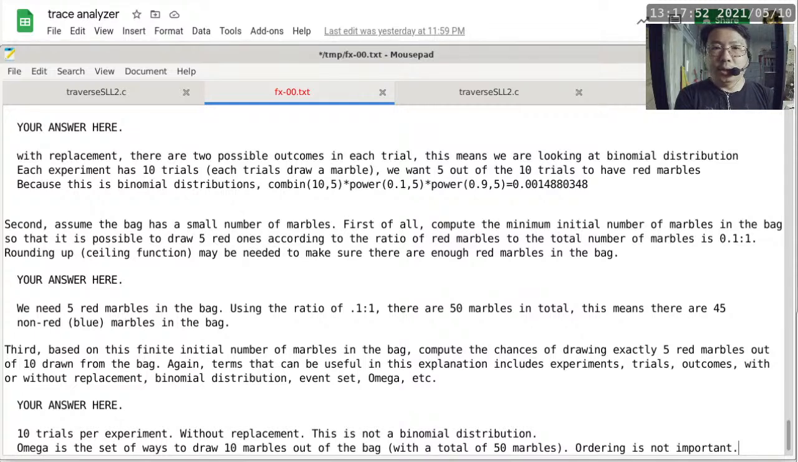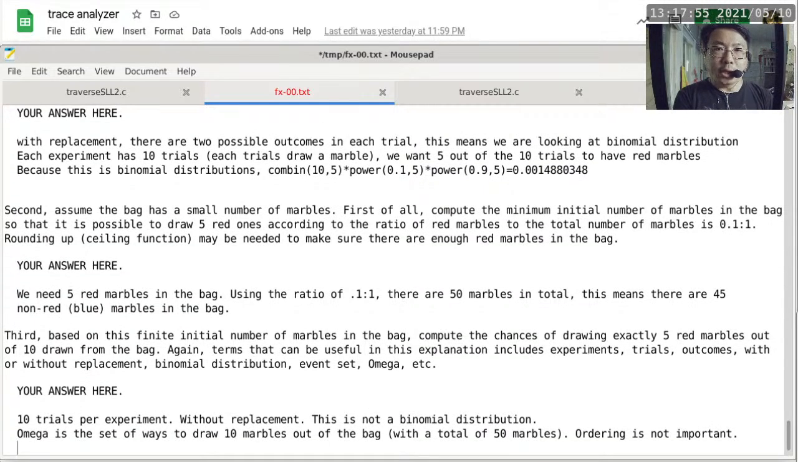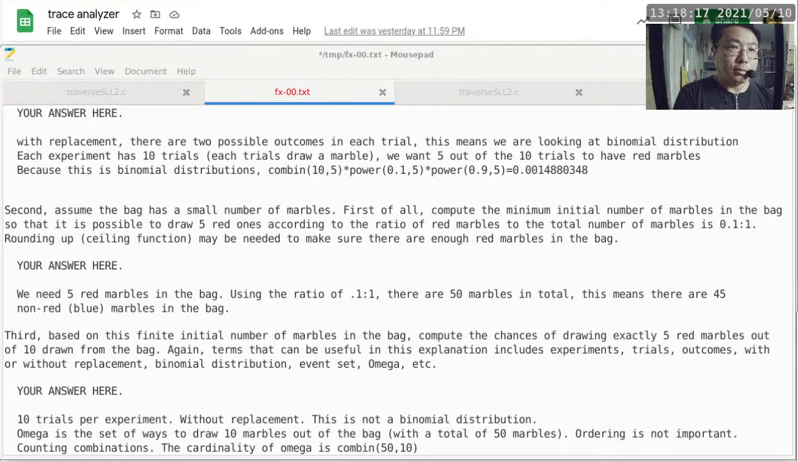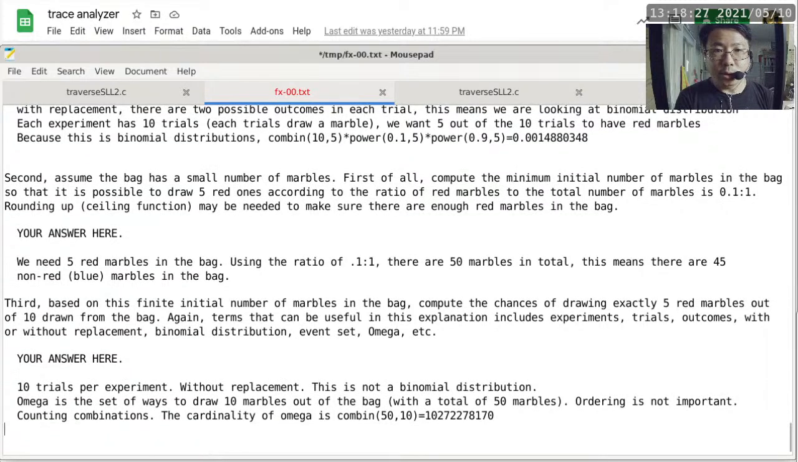Okay. Since ordering is not important, we are counting combinations. So the cardinality of omega is combin 10 5. Oops, nope, take it back. 50 10, because we are drawing 10 marbles out of a bag that has 50. Okay, so I'm just doing this math on the side here. This is going to be a big number. So 50 choose 10. So we'll put this number here.